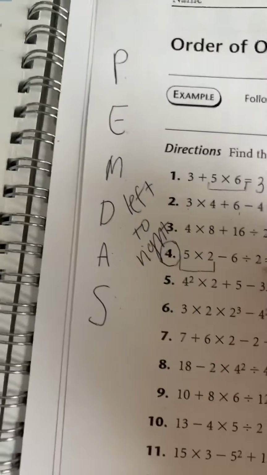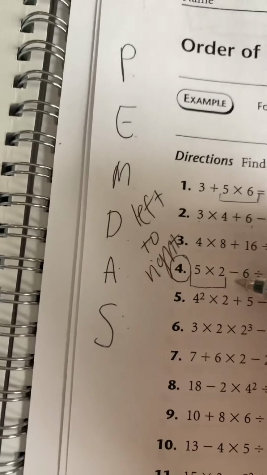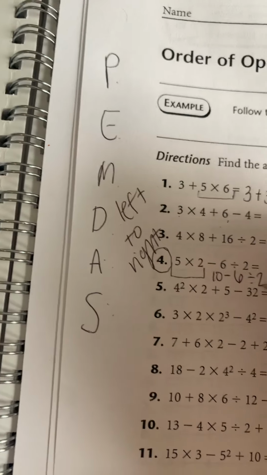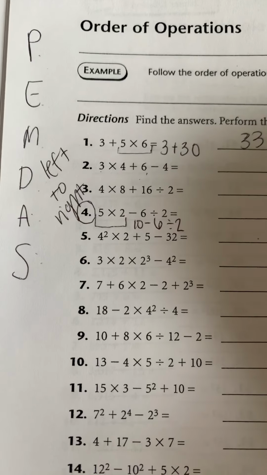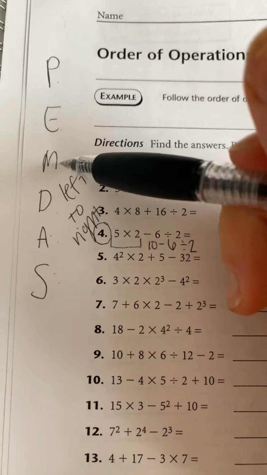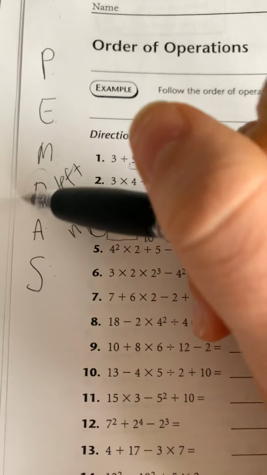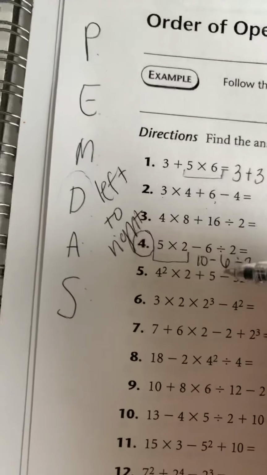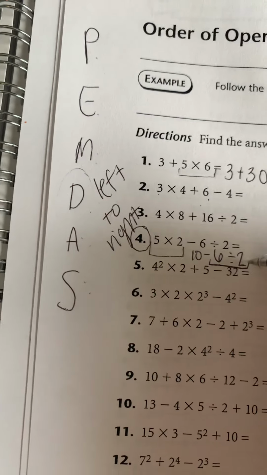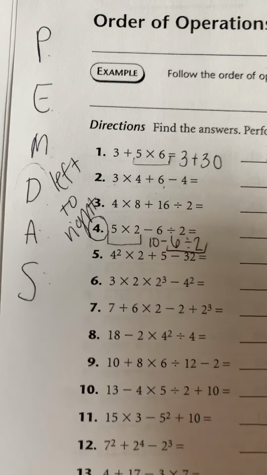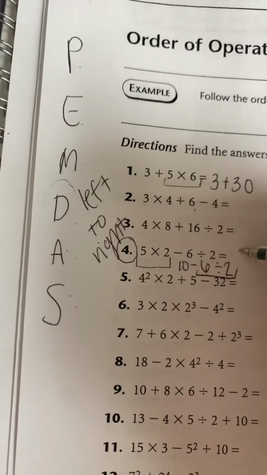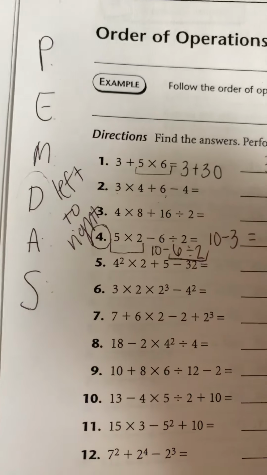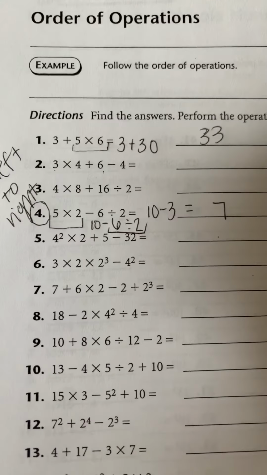5 times 2 is 10. So my new problem is 10 minus 6 divided by 2. Now, I'm not done with my multiplying and dividing. I still have a division problem. So before I can do 10 minus 6, I have to do 6 divided by 2. I know that 6 divided by 2 is 3, so my last problem is 10 minus 3. So my complete answer would be 7.